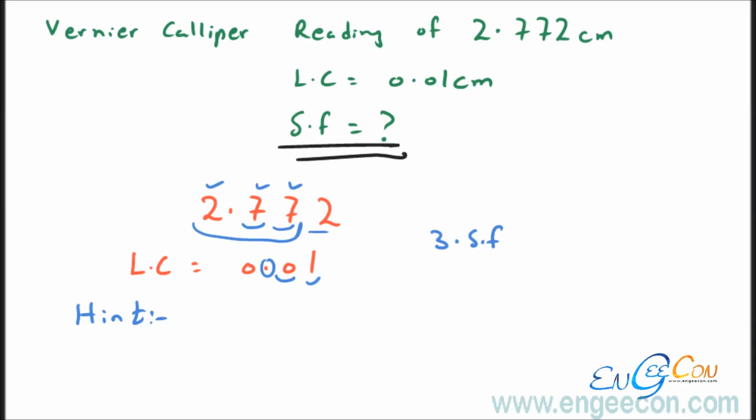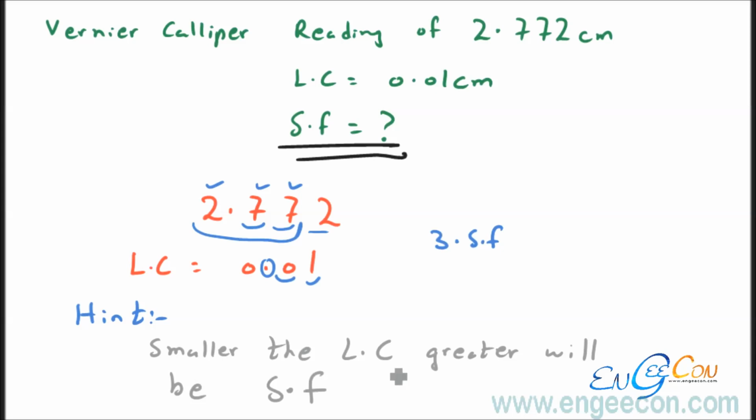So here is a hint that smaller the least count, greater will be the significant figures. And sometimes ETEA and NUST entrance examinations ask about that.